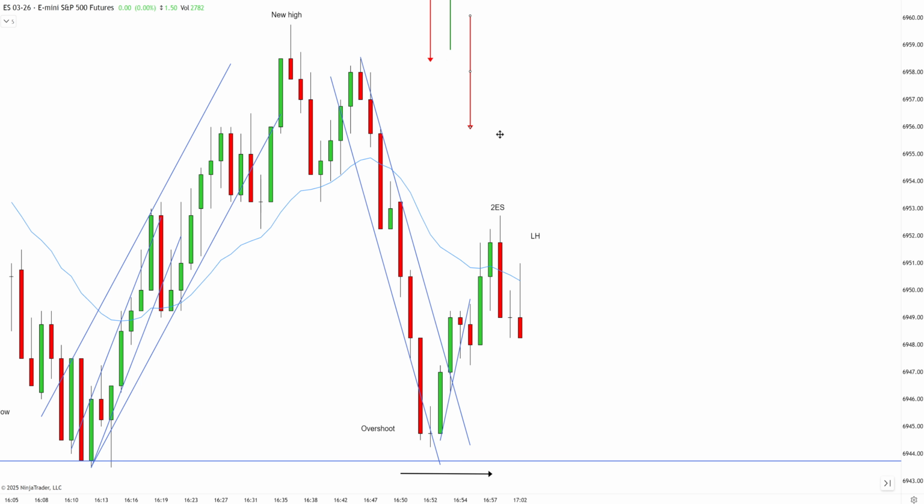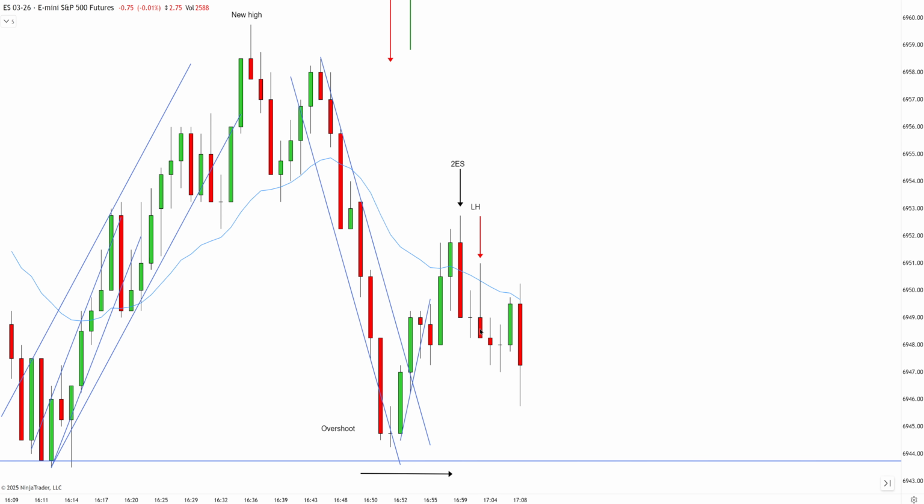I actually like it. Okay, I can mark even this second entry short. I was a little bit afraid of the overshoot. I took this lower high, decent limit order. It worked for a scalp.